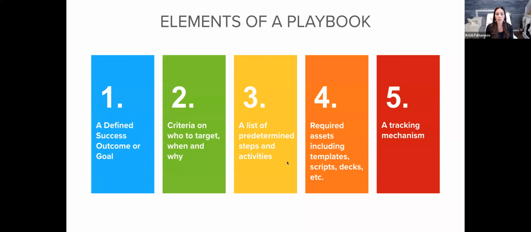So define your success outcome, or what is the goal of that playbook. Make sure that you're very clear on the who you're targeting, the when and the why. Make sure that your tasks, again, the steps, the activities, are super clear. You don't need to prescriptively write out every single step and activity, but determine, hey, our playbooks are going to be super comprehensive and include all of those things, or they're going to be high level and directional. Either way is fine. There's no right or wrong.